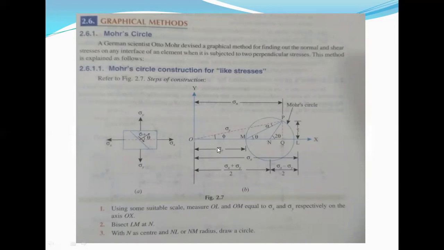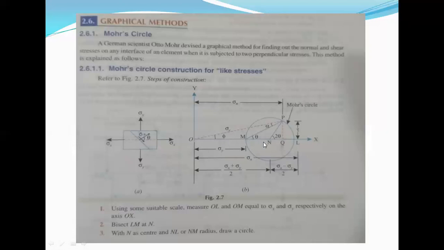If sigma x is given as 70, we'll take the length of OL in accordance with sigma x. So if it is given as 70, we'll take, for the sake of convenience, 7 centimeter. So from O to L it will be 7 centimeter. Then again we'll be given sigma y. For example, sigma y is given as 40, so we'll be taking 4 as sigma y.